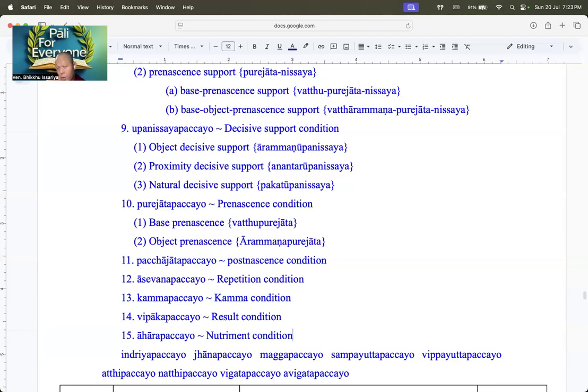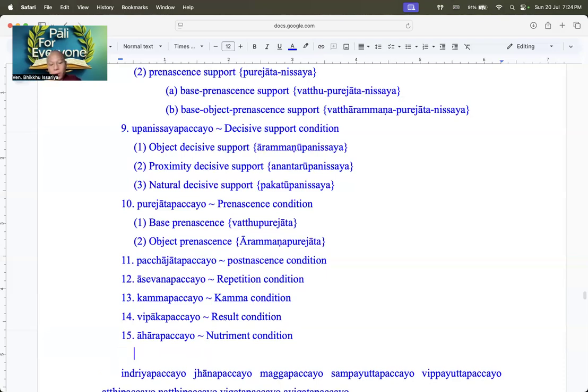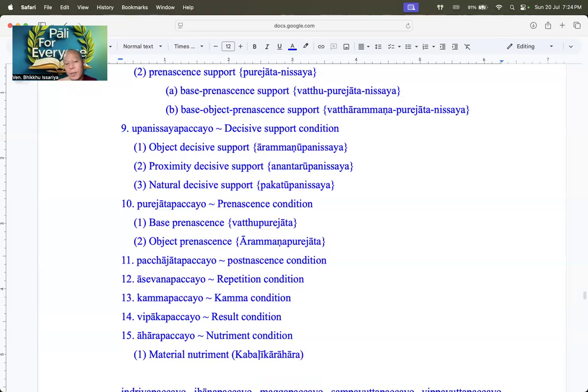So that Āhāra, for human beings and animals, there will be food or something that is material. So material nutriment. That is Kabaḷīkāra Āhāra. That is material nutrients. So Rūpāhāra or like that. Okay, Rūpa, that is material.